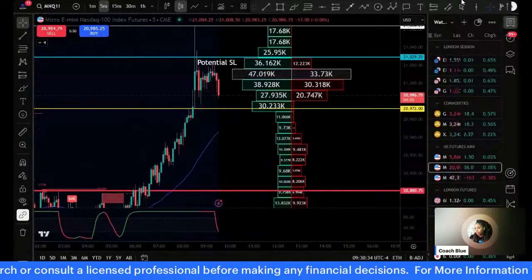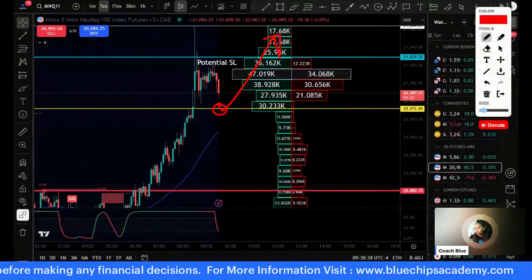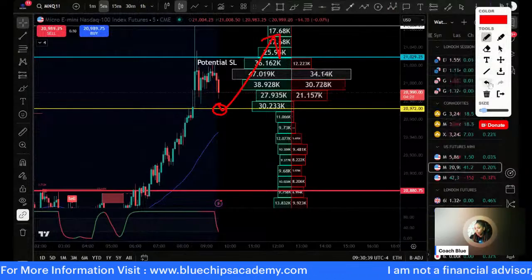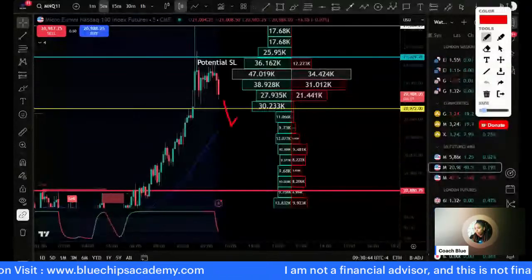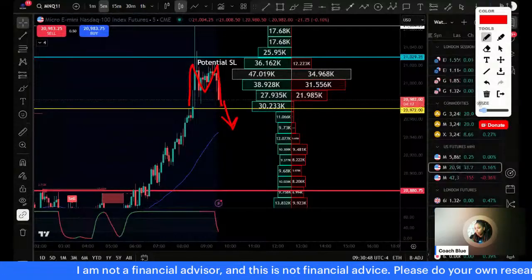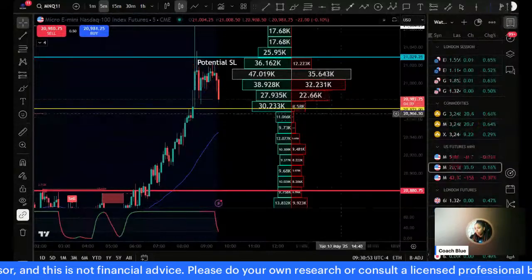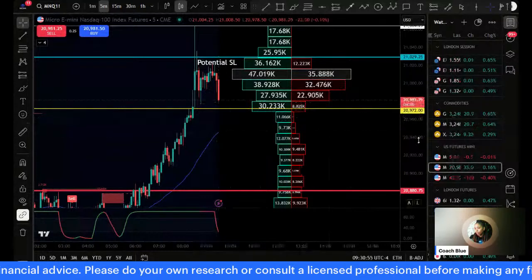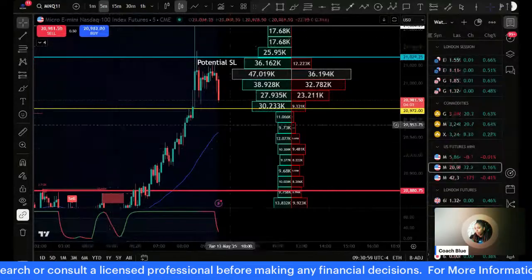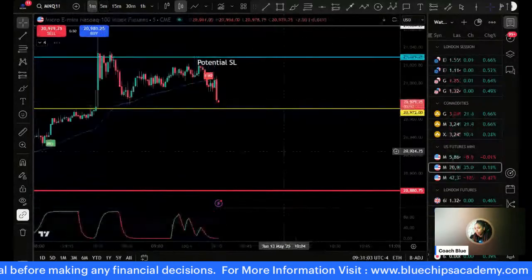What I'm looking for is whether price is going to use this level as support to continue to push up, or is it going to break through this level and then continue to come down? Because we do have a nice little M structure right here. This is a pretty strong bearish candle. Let's go to the 1 minute. It's getting closer to our key level here.